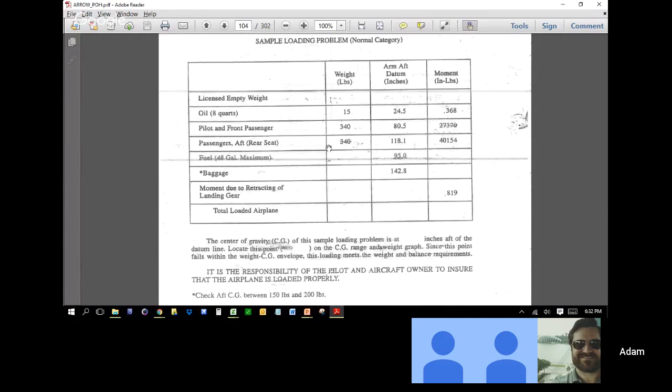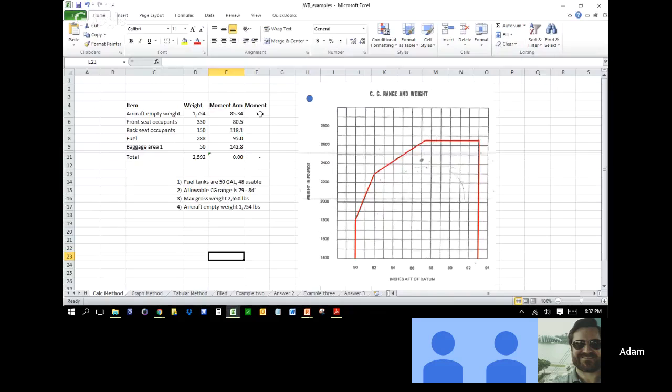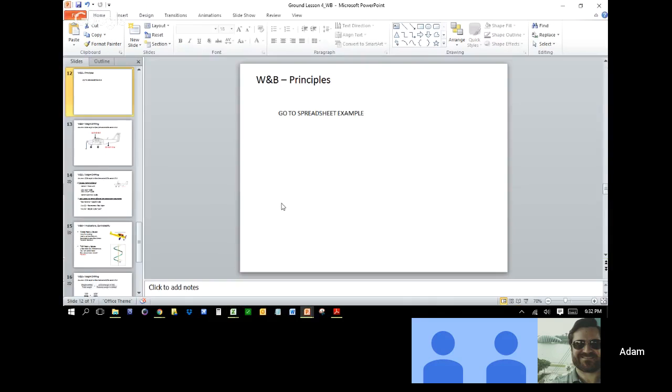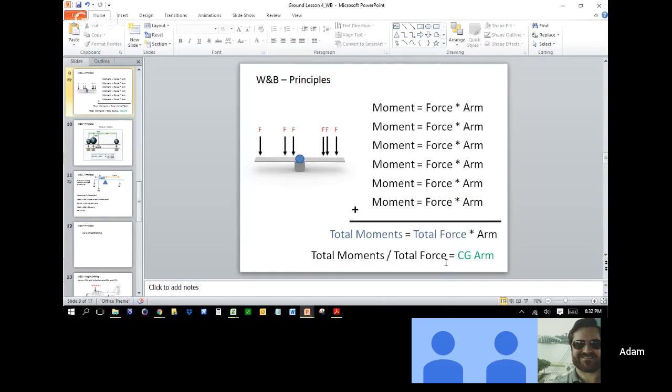So the pilot's operating handbook will tell you how many inches aft of datum, so behind the datum point, all of these points act. And so plug that into our spreadsheet. And at the end of the day, what I'm interested in is this number, my total weight, which is already calculated, and my total moment. So that, similar to what we talked about back here, I can find my center of gravity.